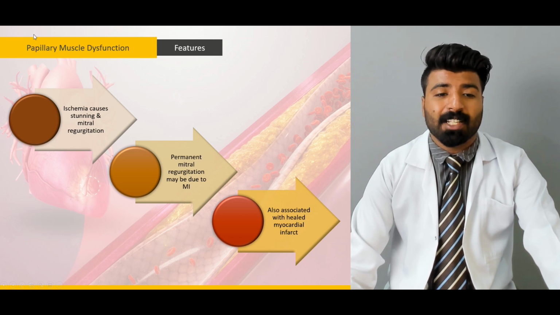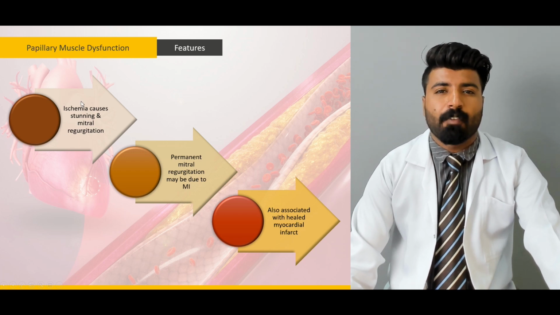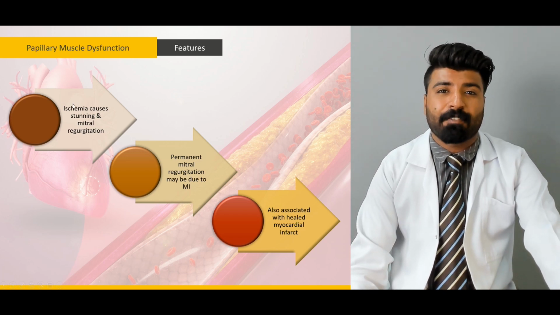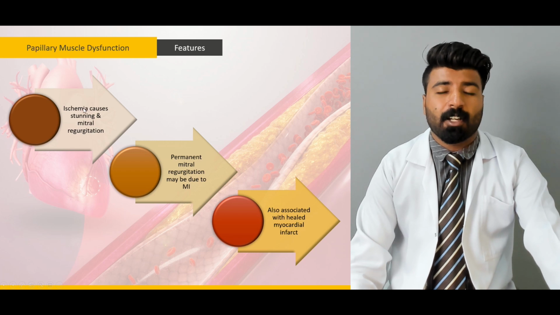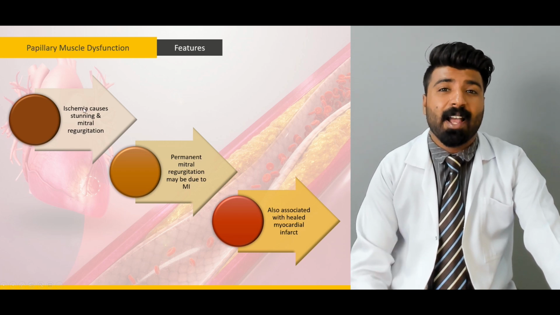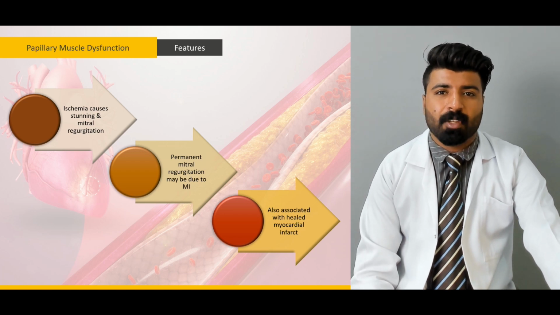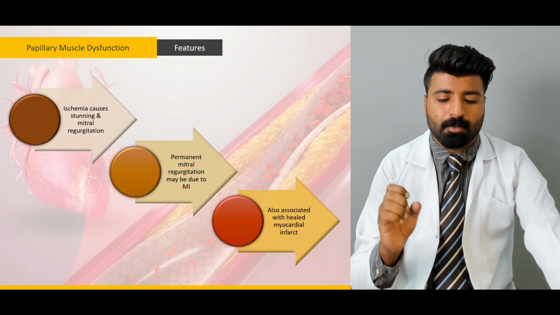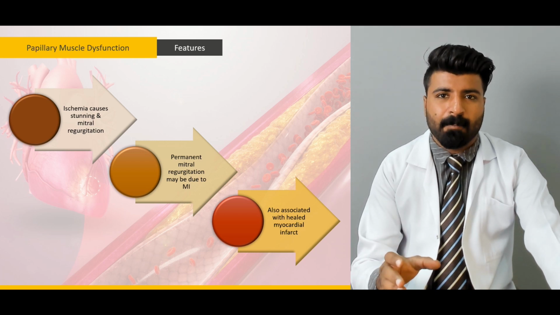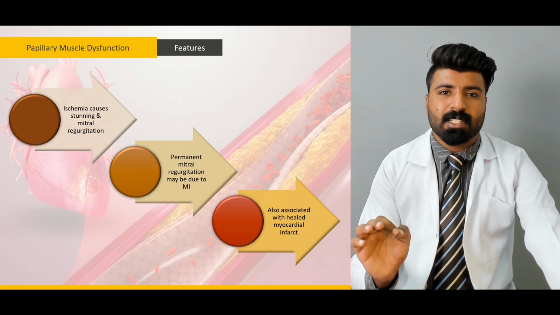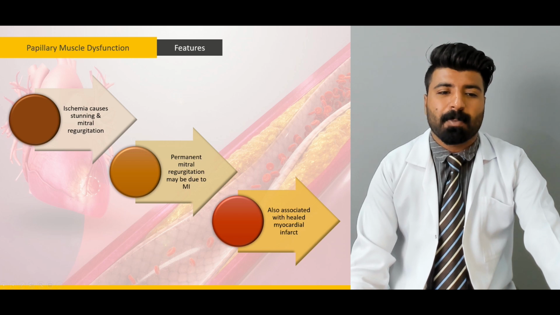So basically, papillary muscle dysfunction happens because of ischemia. Whenever there's a very minute amount of ischemia, papillary muscles get affected. Why do papillary muscles get affected? Because papillary muscles are supplied by the end branches of coronary vessels. When the coronary vessels distribute their blood supply throughout the heart, only the end arteries lead to the blood supply of papillary muscles.